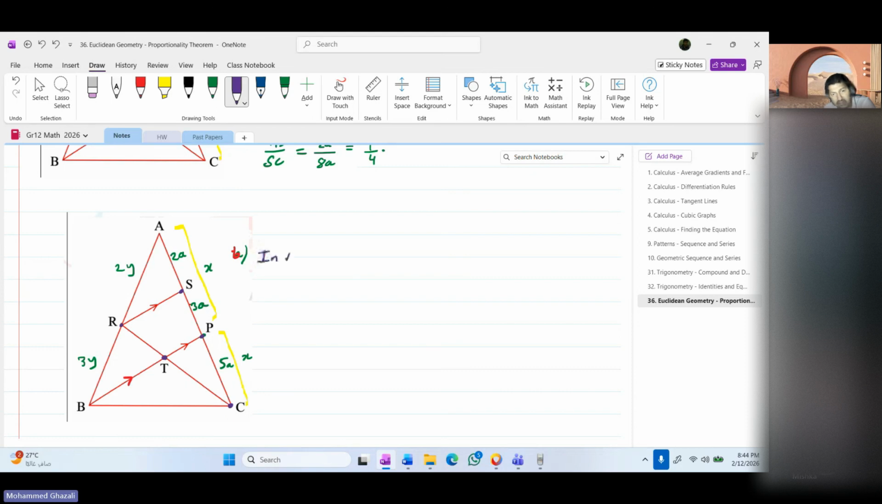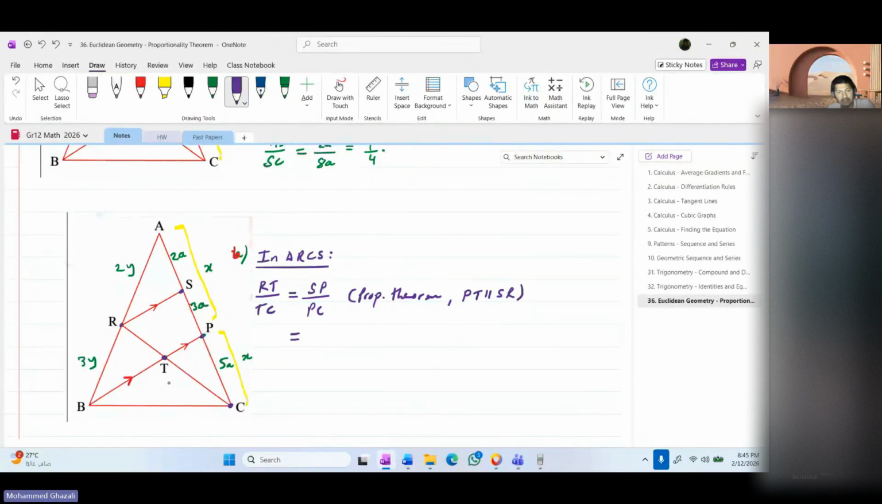So in triangle RCS, RT to TC is equal to SP to PC. It's the proportionality theorem because PT is parallel to SR.